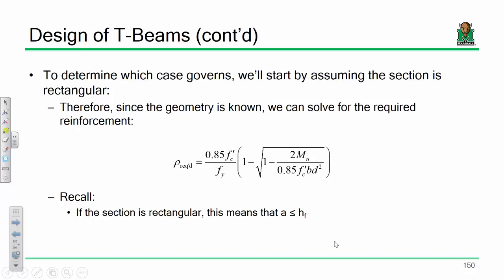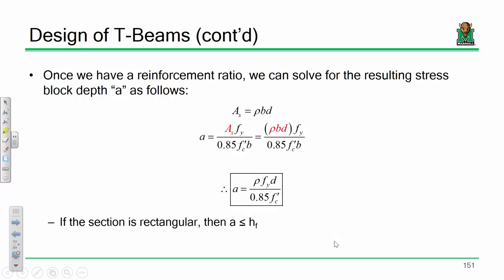So this is what we're going to do. In the design world, we're going to start off assuming it's rectangular. We're going to say, all right, let's compute the reinforcement ratio, and then let's take that reinforcement ratio and go back to this, and let's compute what A is, okay? So the idea is sort of this. Let's figure out how much reinforcement we would need if the beam is rectangular, and then take that reinforcement ratio and see if it actually is rectangular, okay?